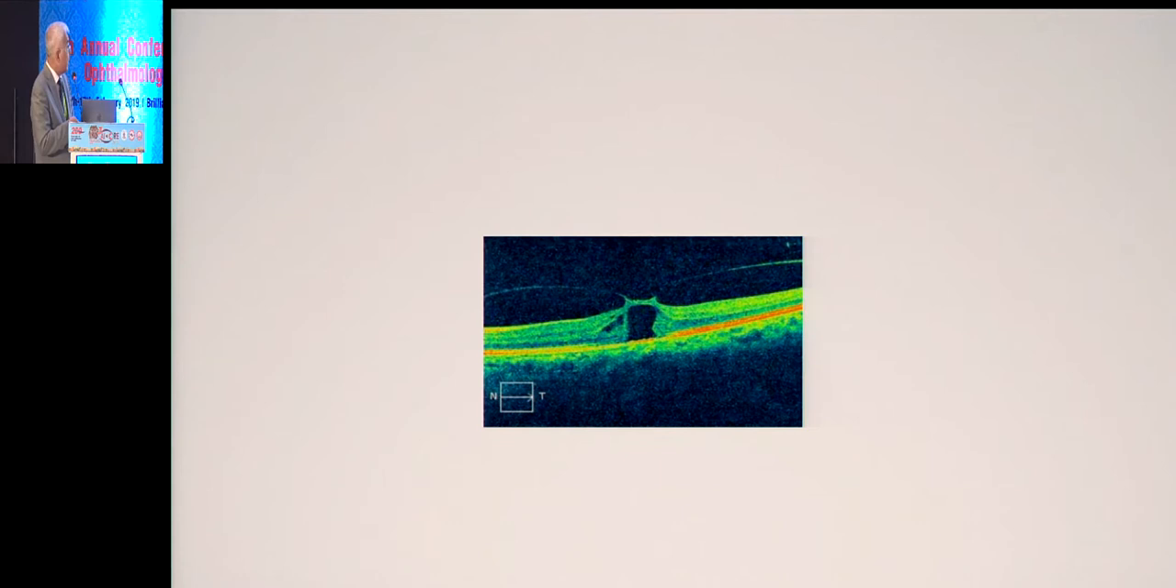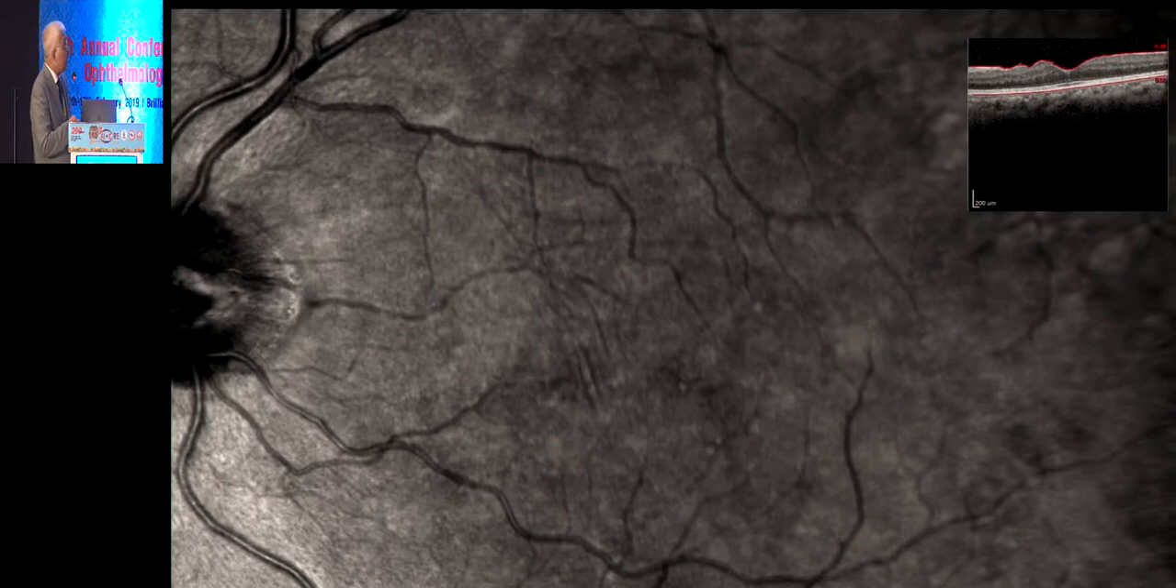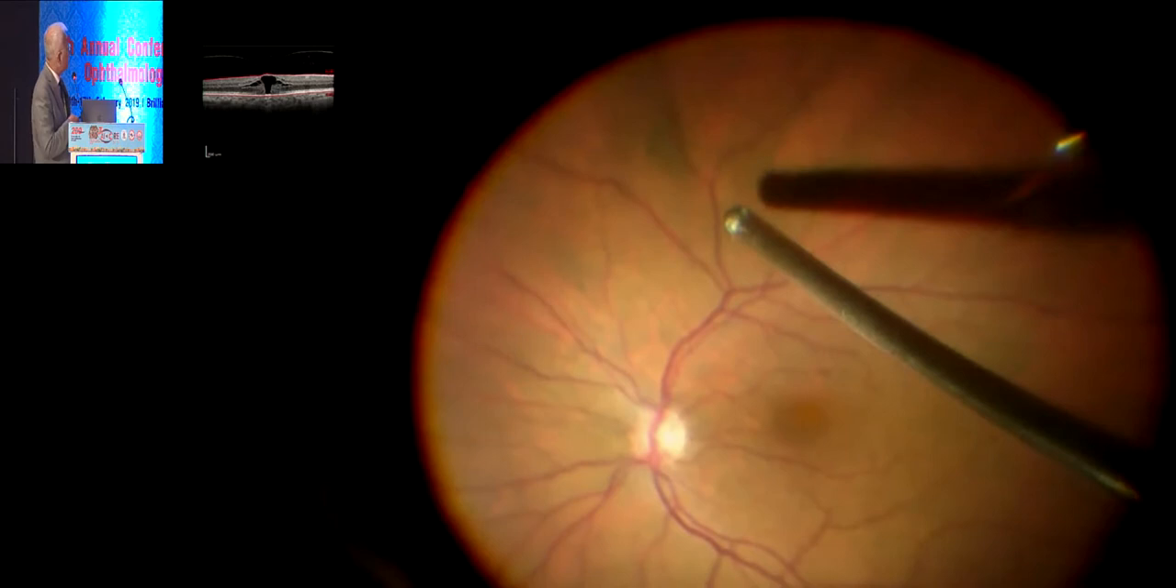So I just put gas inside, and this was the first picture after 2 months, then later on, this was a picture which we had taken, and it was well attached. Now let me show the other case. Again, a vitreomacular traction, not a tight attachment, and I wanted to show you that there was no complication in the surgery which I did.